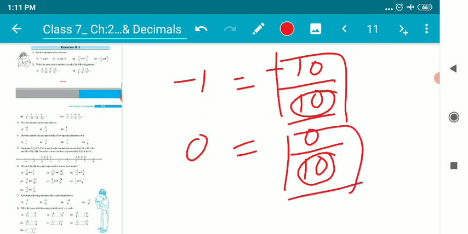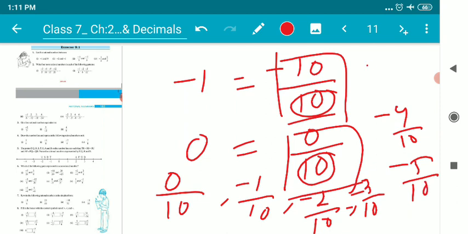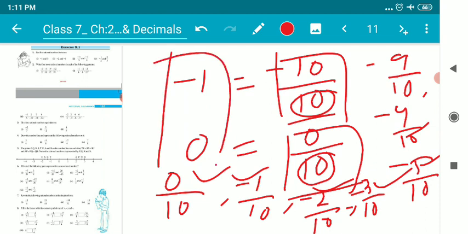After 0 by 10, what comes? Minus 1 by 10, minus 2 by 10, minus 3 by 10, minus 4 by 10, minus 5 by 10. I can take till minus 9 by 10. See children, I got so many numbers: 1, 2, 3, 4, 5, 6, 7, almost 8 numbers. They asked for 5 rational numbers, and I have produced 8. So this is how, children, we can produce any number of rational numbers between two rational numbers.